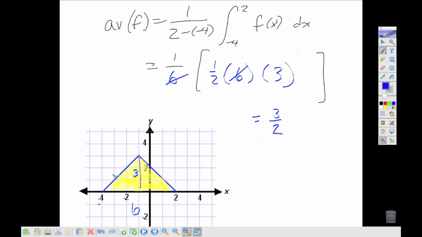Now if we wanted to find somewhere on this interval where we're actually equal to that value, notice that there's two places, there's two x's where we're equal to 3 over 2. And that's happening at -2.5 and 0.5.